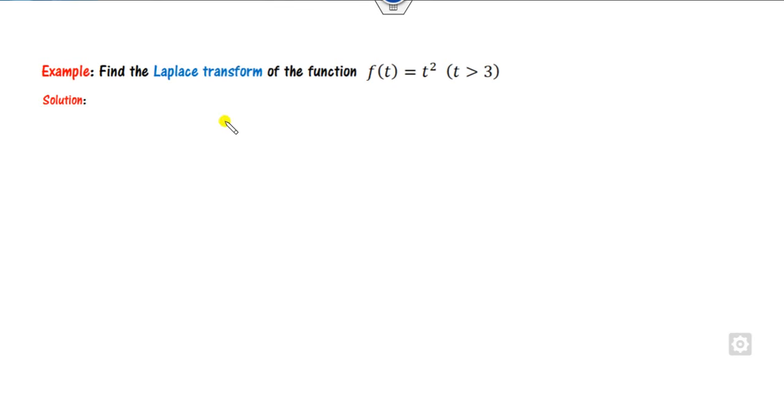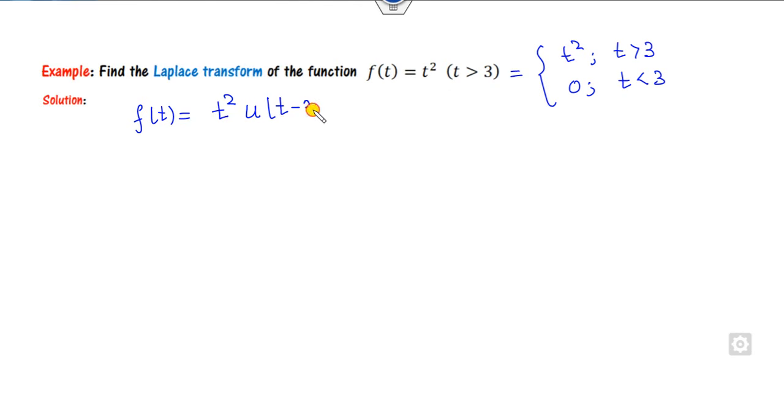Okay, look at this another one. What is the meaning of this? That means it's t square when t is greater than 3 and otherwise, not given, it's 0. That's the meaning of this question. So can you write it in the unit step function, it's t square u(t - 3) plus 0, there is no need to write that.